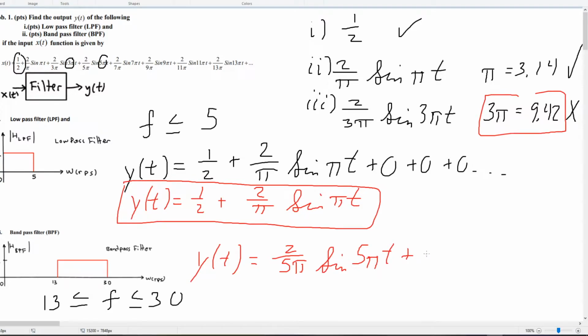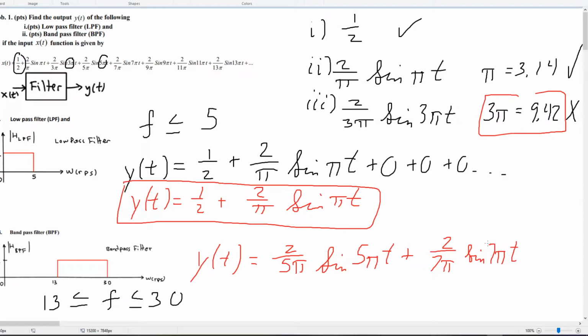Alright. The next one is 7 pi, so we're going to write that in. 7 pi is 21.99, or 22, and that is greater than 13. So that is part of the answer as well. Where did my cursor go? There it is. So it's going to be 2 over 7 pi sine 7 pi t.